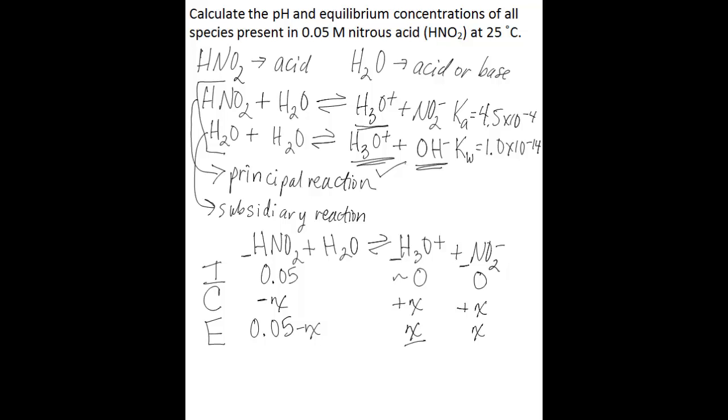However, you can ignore or neglect the hydronium ion concentration coming from proton transfer between the water molecules. So you can really ignore this hydronium ion concentration because it's so small compared to the hydronium ions that are coming from the principal reaction. And you can really see this by looking at the equilibrium expressions for the 2 proton transfer reactions.